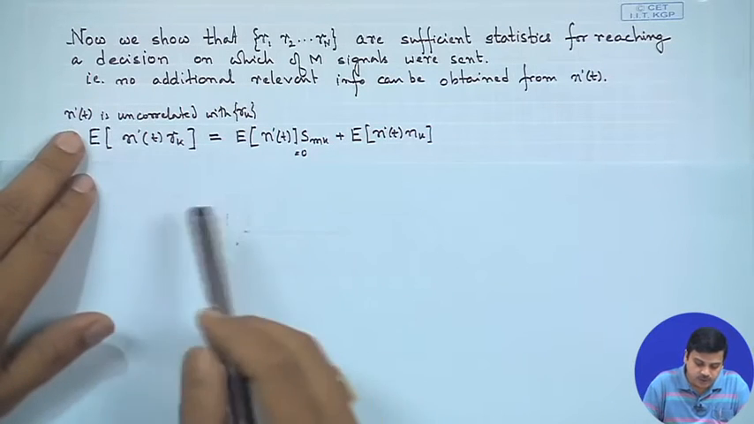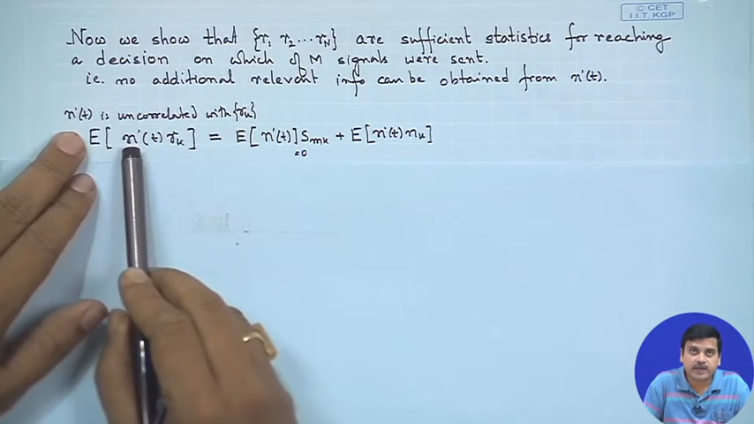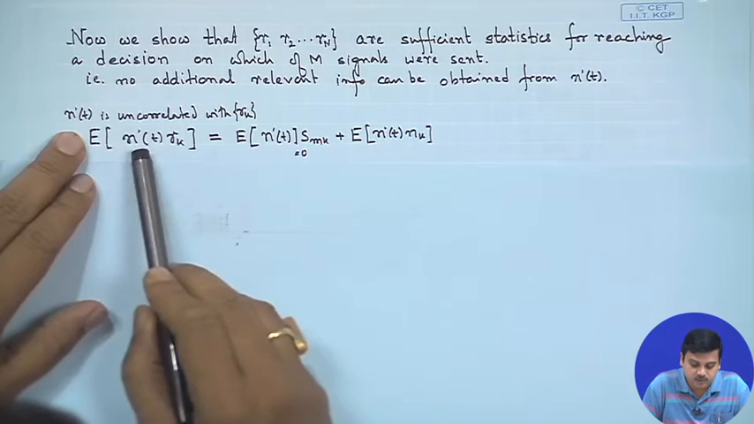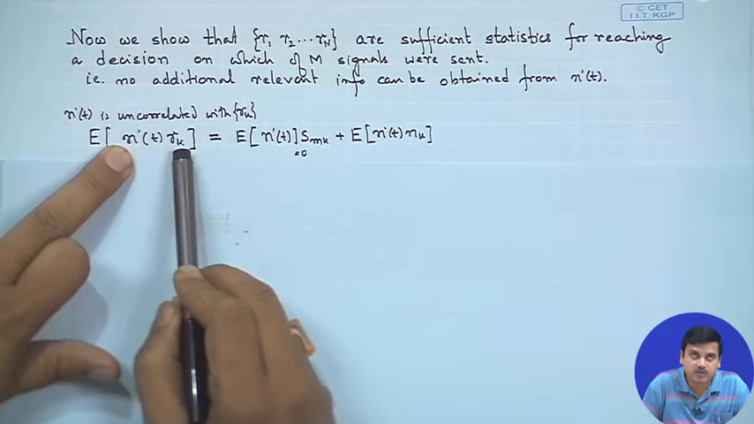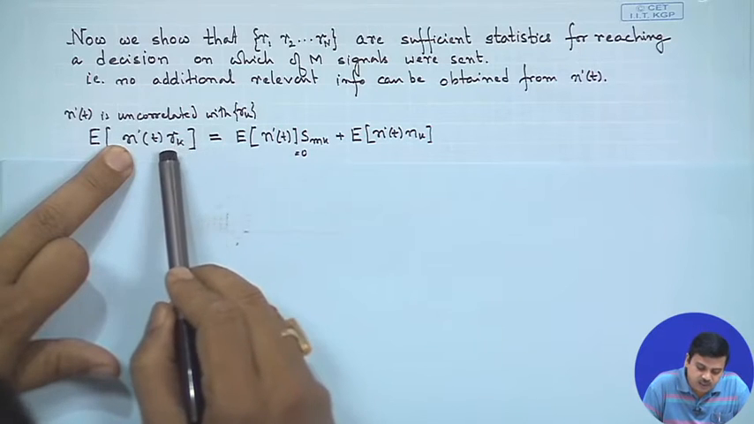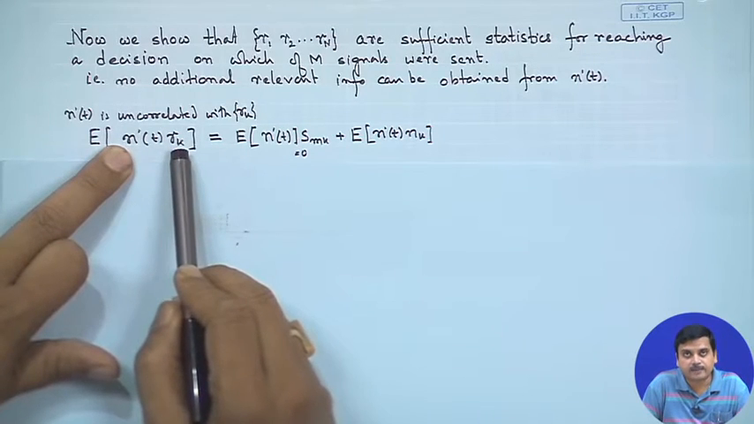So, we take the correlation of n'(t) with R_k. We are trying to see if n'(t) is correlated with R_k. See, we have actually constructed r fully from R_k, or s_m fully from s_mk.